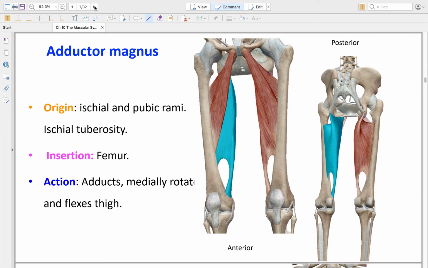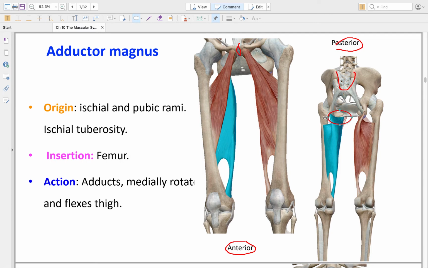Now, this is the adductor magnus muscle, and here it's highlighted in blue. This is the anterior view, so the front view, and this is the posterior view. And of course, you can tell because there is the sacrum. That's a good thing to always look for. And then clearly, this is the pubic symphysis. The origin is at the ischial and pubic ramus and ischial tuberosity, which is actually more visible on this side, right?